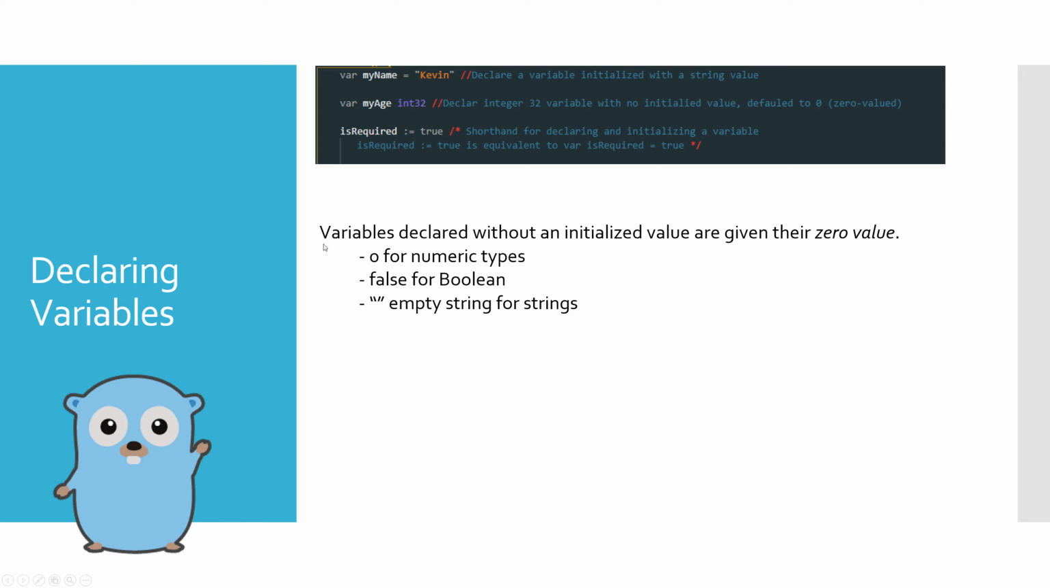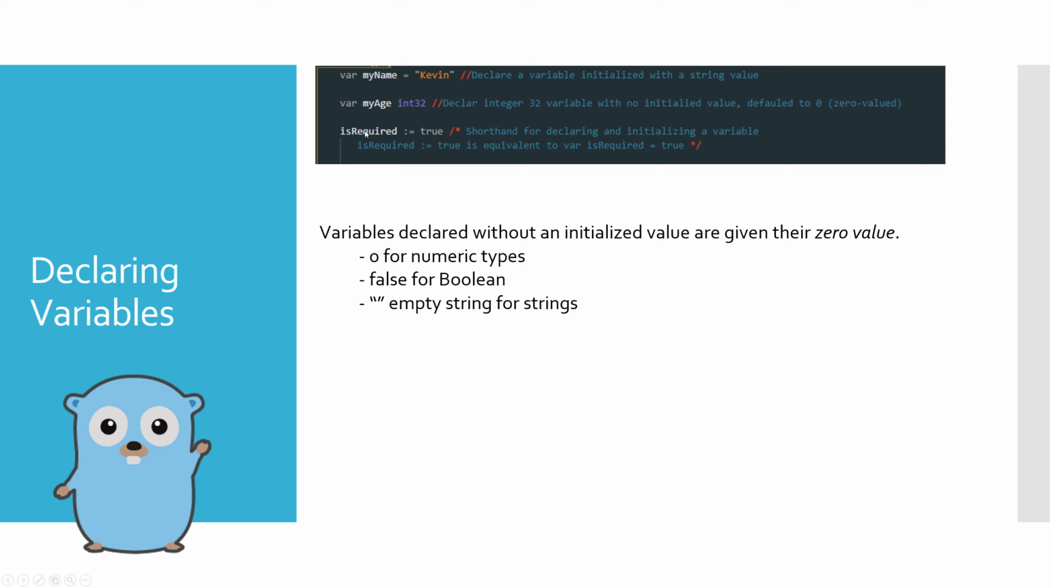And right here, I have a note. Variables declared without an initialized value are given their 0 value. So whenever you declare a variable and you don't initialize it, they're given a defaulted 0 value. So it's 0 for numeric types such as int32, it's false for booleans, and it's an empty string for strings. So if I wrote var myName string, declaring a string variable but with no initialization, then it would hold this value here, an empty string. So this is declaring an int32 variable with no initialized value.